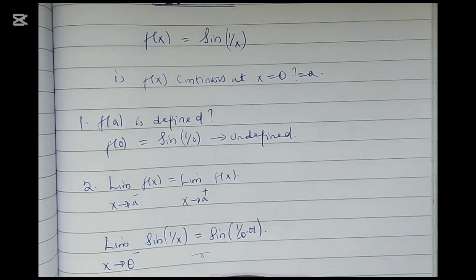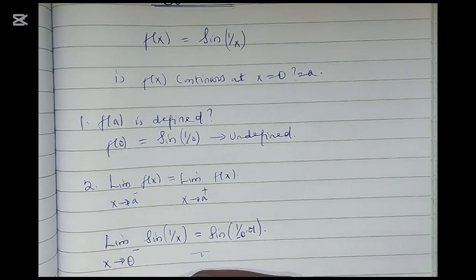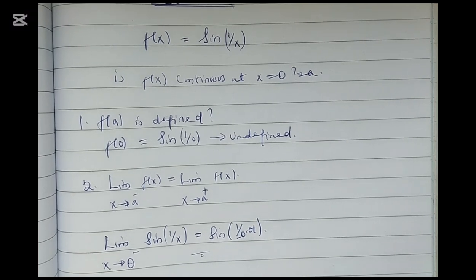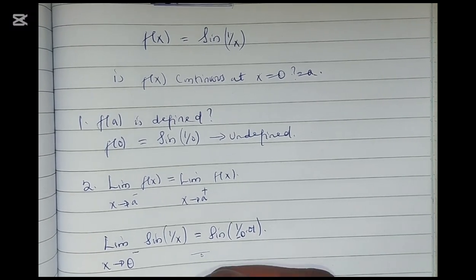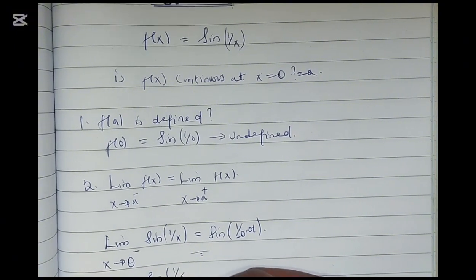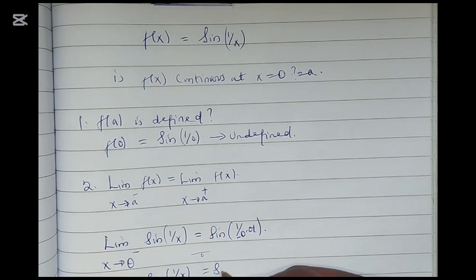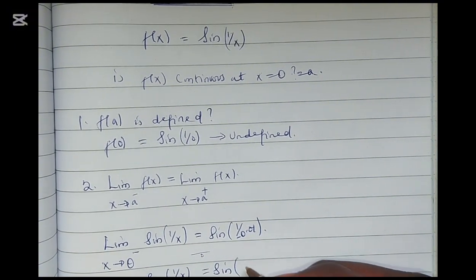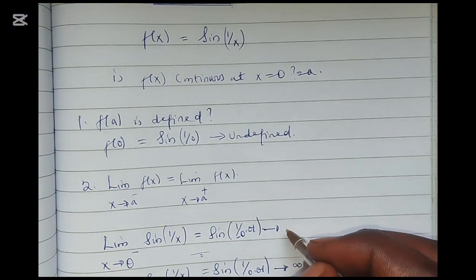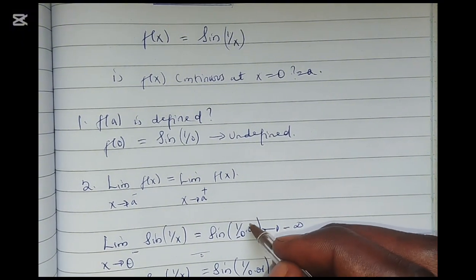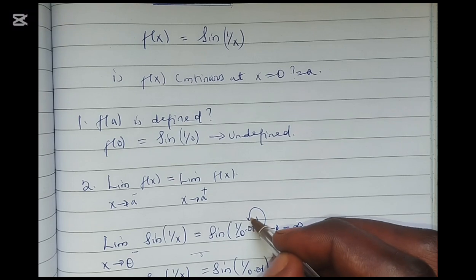So as we do this again, the limit as x approaches 0 from the right of sine of 1 all over x is equal to sine of 1 all over 0.01. This also will approach positive infinity, I mean 1 all over this.